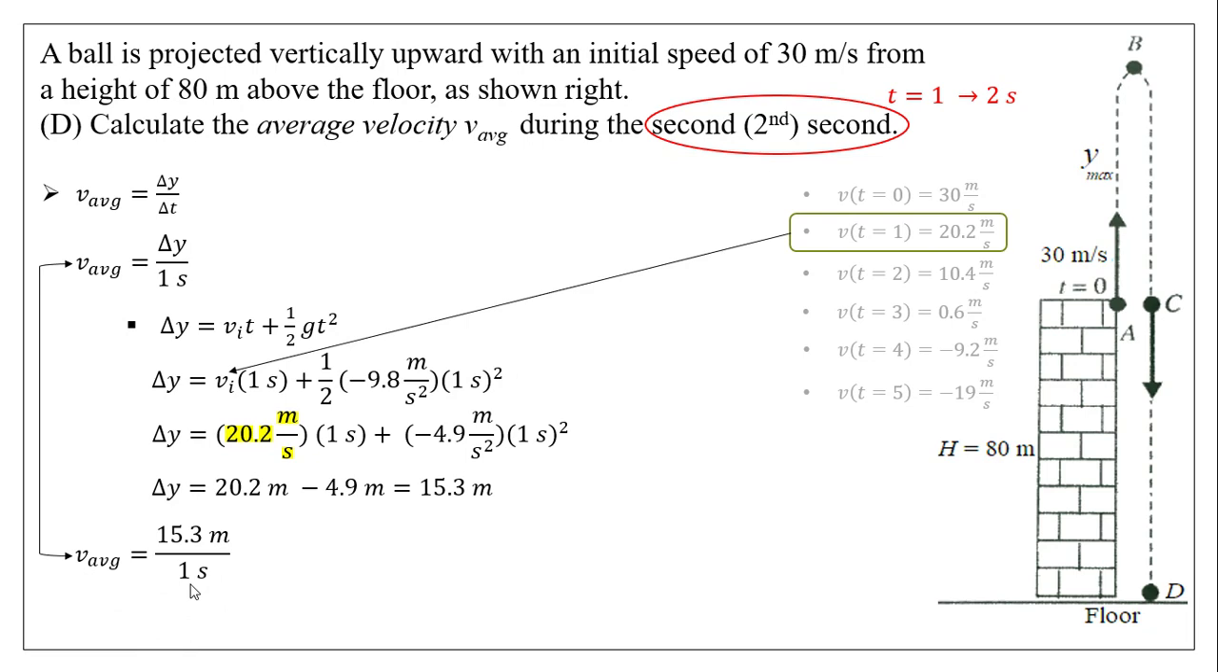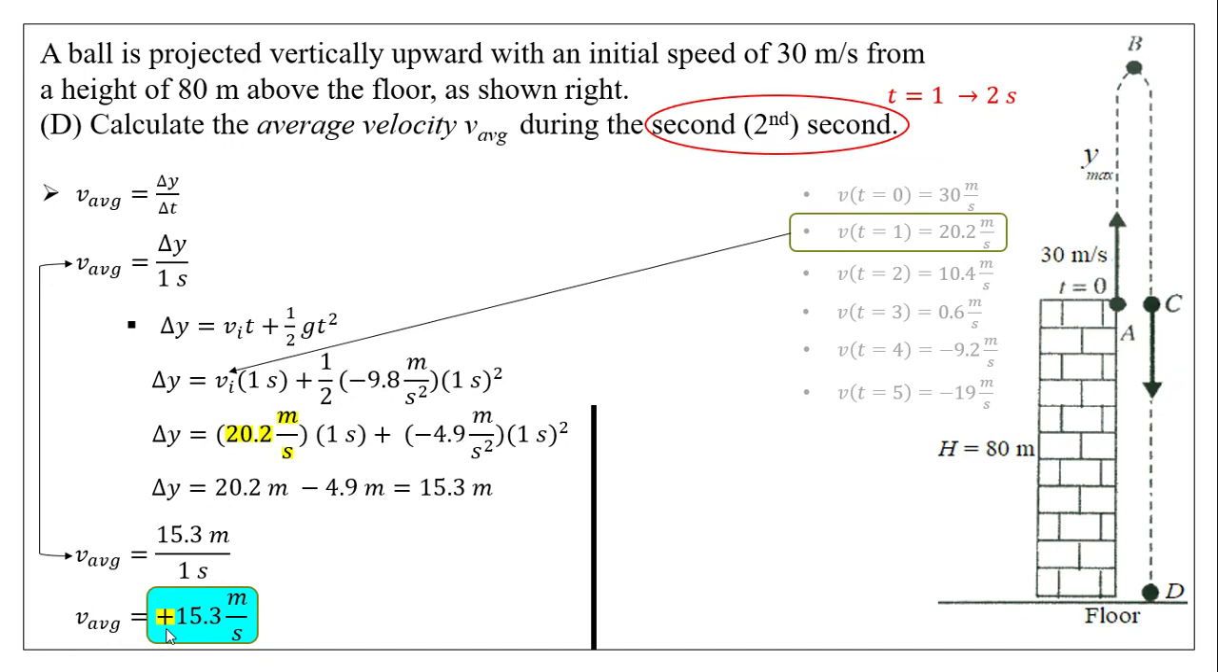So as you can see, 15.3 divided by 1 is simply 15.3. Here, I've chosen to include the direction because it asked for average velocity and it didn't use the word magnitude. So therefore, velocity is a vector, which I will put a plus sign. Or again, you can say 15.3 meters per second upward, should you choose. Okay, so that's that.